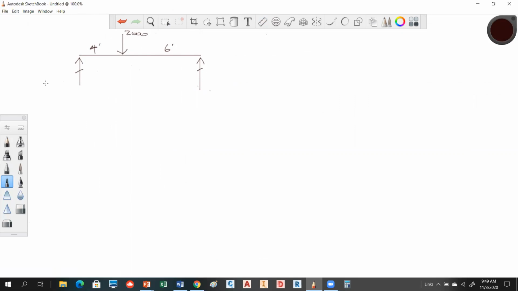Let's go ahead and we'll solve the reactions real quick, A and B. I'll tell you what, I'm just going to give them to you for time purposes, but you should be able to solve those reactions. This reaction at B turns out to be 800 pounds. So this is in pounds. And the reaction at A is 1,200 pounds.